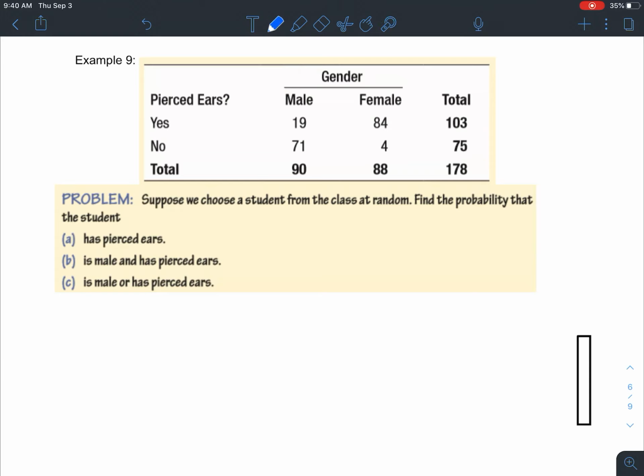All right, so we're going to suppose that we were to choose a student from the class at random, and we're asked to find the probability that, and for part A, we're going to look for the probability that someone has pierced ears.